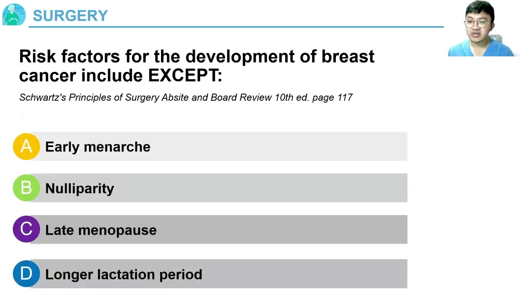Next, risk factors for the development of breast cancer include the following except: A, early menarche; B, nulliparity; C, late menopause; or D, long lactation period. So again, risk factors for the development of breast cancer include the following except A, early menarche, B, nulliparity, C, late menopause, or D, longer lactation period.